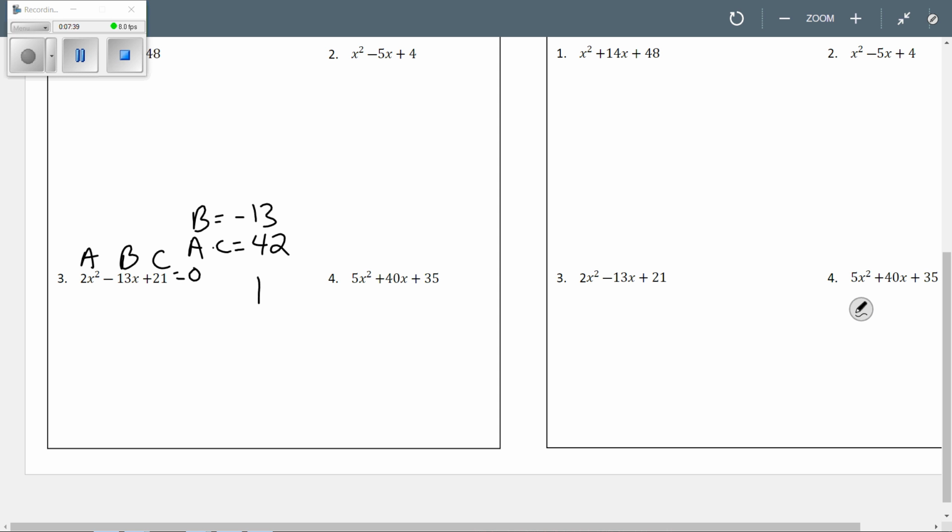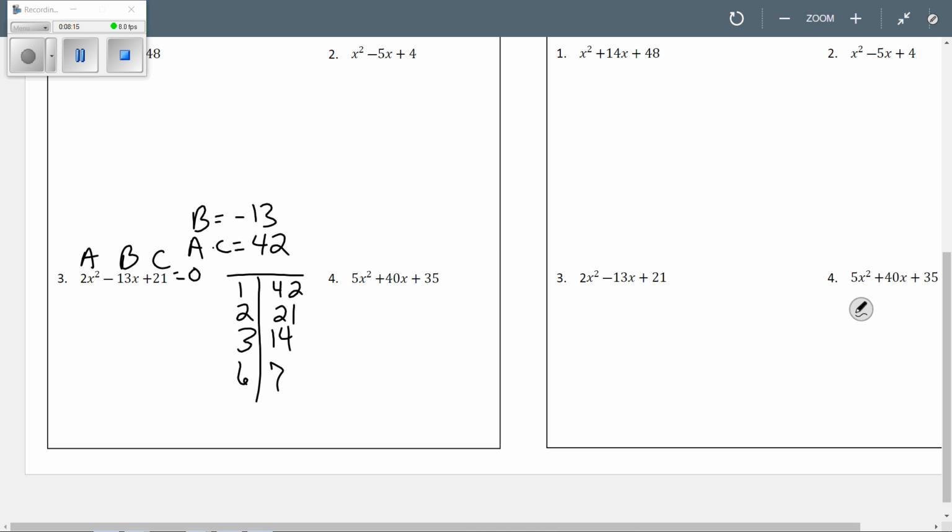All right, so we need to find factors of 42 that will add up to 13. So let's just go one at a time. 1 and 42, that won't work. 2 and 21. Oops, sorry. Yeah, 2 and 21. All right. 3 and 14. Will that get us to negative 13? Nope. 4 won't work. 5, no. 6 and 7. Oh, look at that. We have something we can do. Those can add up to 13.